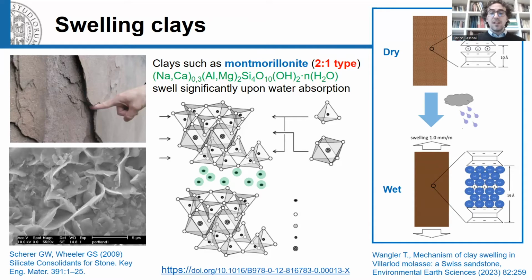So in this type of clays, we have cations between the silica and octahedral layers. These cations are needed to ensure the electric neutrality of the material. Well, in case of rain, for instance, water molecules can be absorbed into this interlayer, causing considerable swelling. You can see here the swelling can reach up to 1 mm/meter, which on the macroscopic scale causes cracking and detachment of flakes that can be centimetric in size.